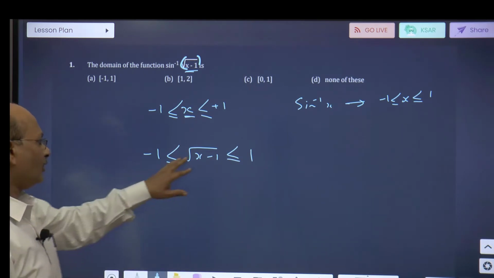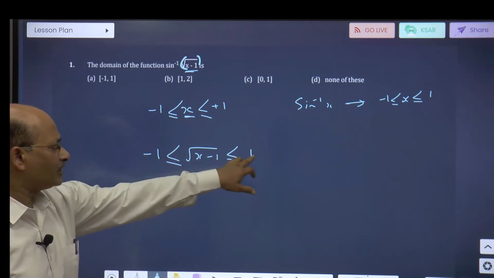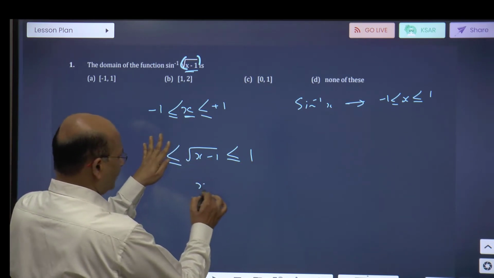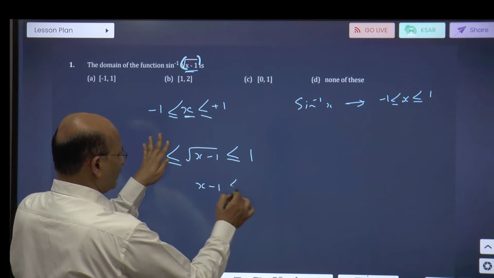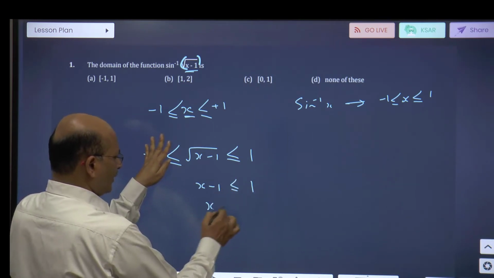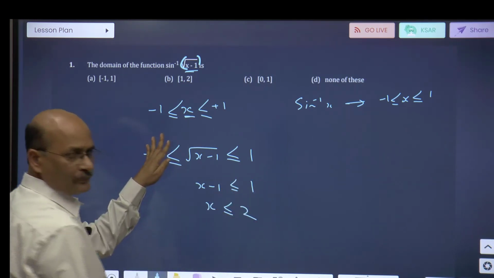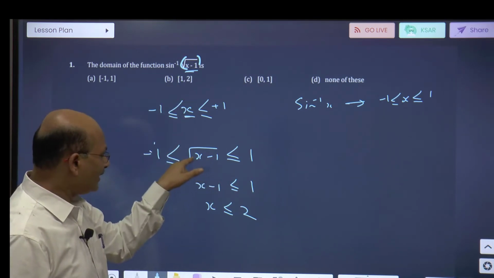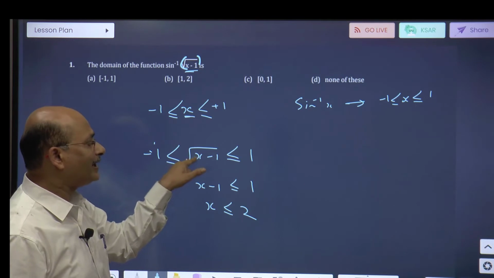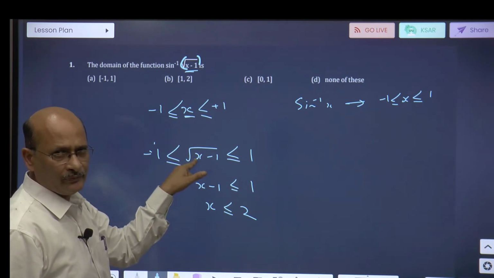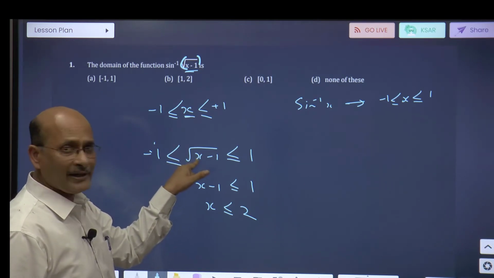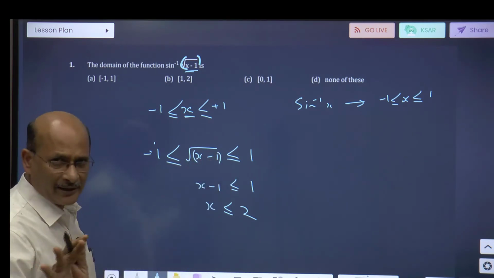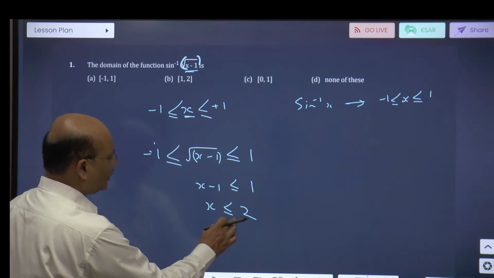Now if I square, this will become 1 and this will become 1, so I need not look at this point. If I square, what will happen? This will become x minus 1 less than or equal to 1, so x will be less than or equal to 2, right? But as it is the square root of x minus 1, the number here will be greater than or equal to 0. Why? Because the root of a negative number is not defined. Correct or not? So I got x less than or equal to 2.